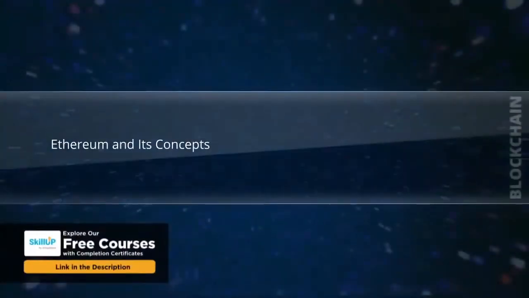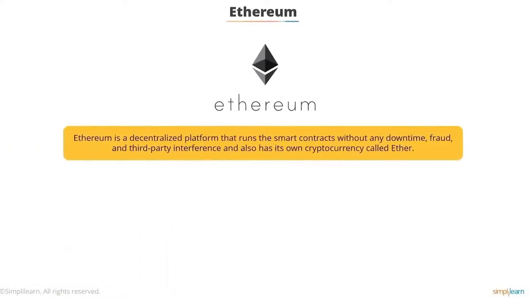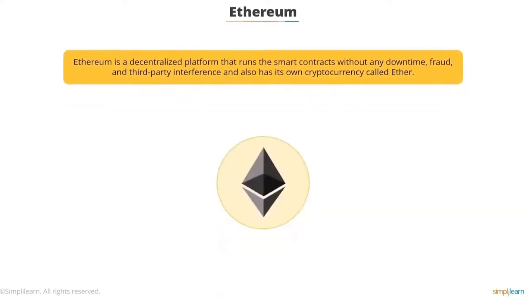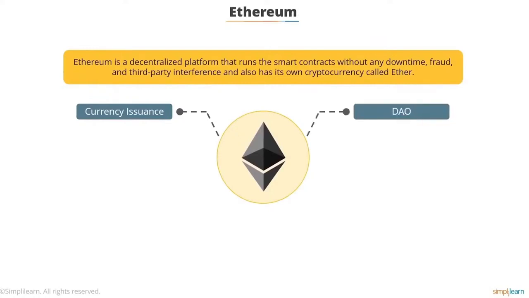Ethereum and its concepts. Simply put, while Bitcoin is defined as digital money, Ethereum is a decentralized platform that runs smart contracts exactly the way they are programmed, without any downtime, fraud, and third-party interference, and it also has its own cryptocurrency called Ether. Ethereum aims to enable innovations in 3 key areas: currency assurance through Ether, which serves as an innate currency for the Ethereum blockchain; decentralized autonomous organization; and smart contracts.